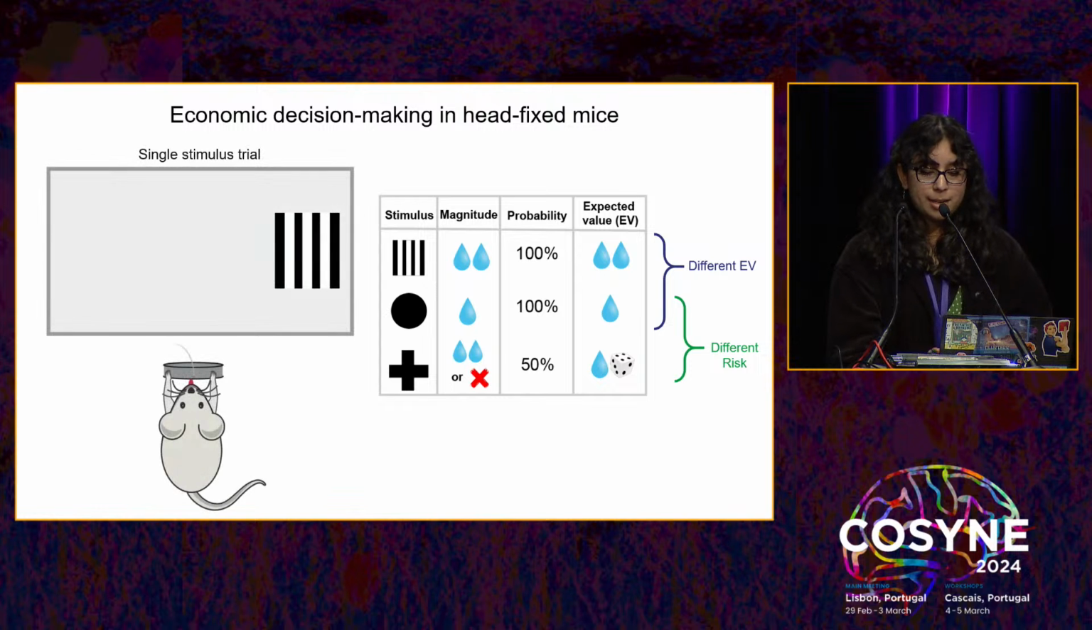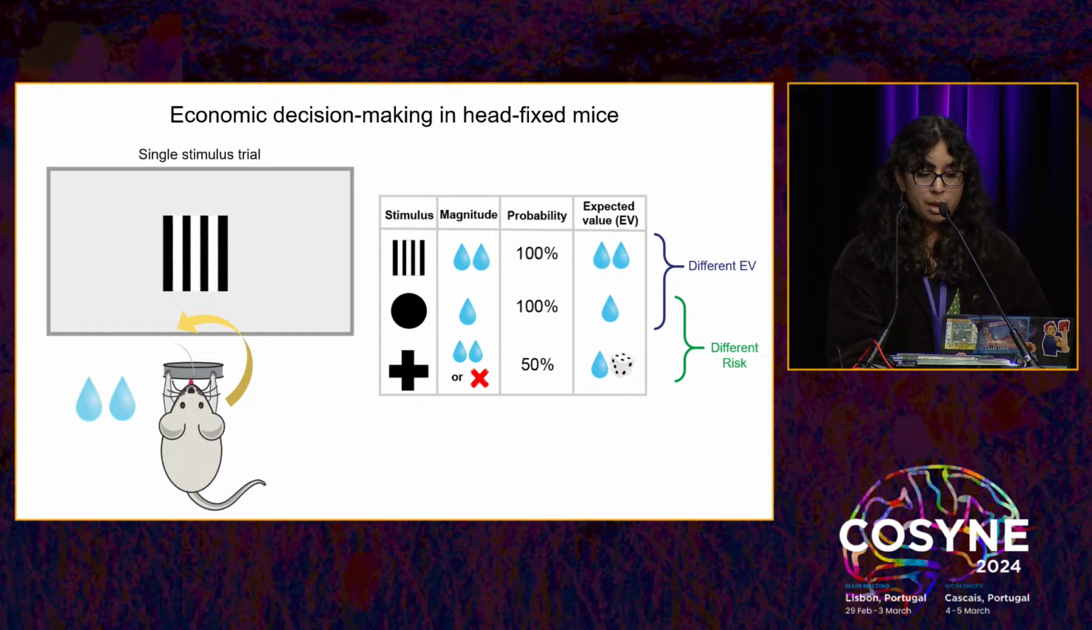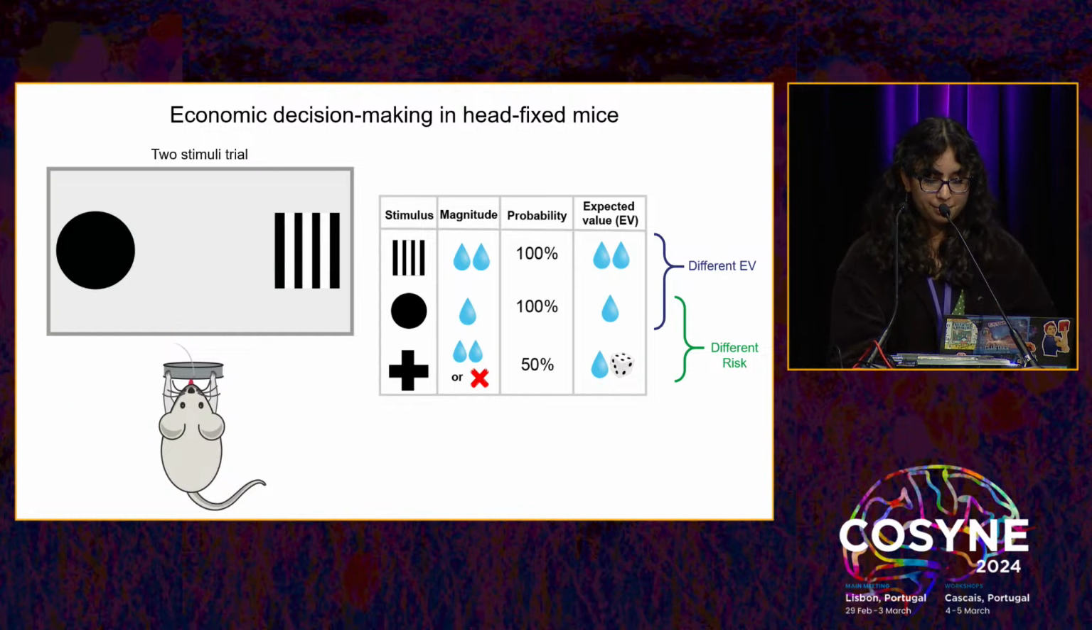Mice were head-fixed in front of a small screen with their 4 paws on a rotating wheel, and there were 2 possible trial types in this task. In the first trial type, which is the single stimulus, mice were required to move the stimulus to the center of the screen by turning the wheel, prompting the delivery of the corresponding reward.